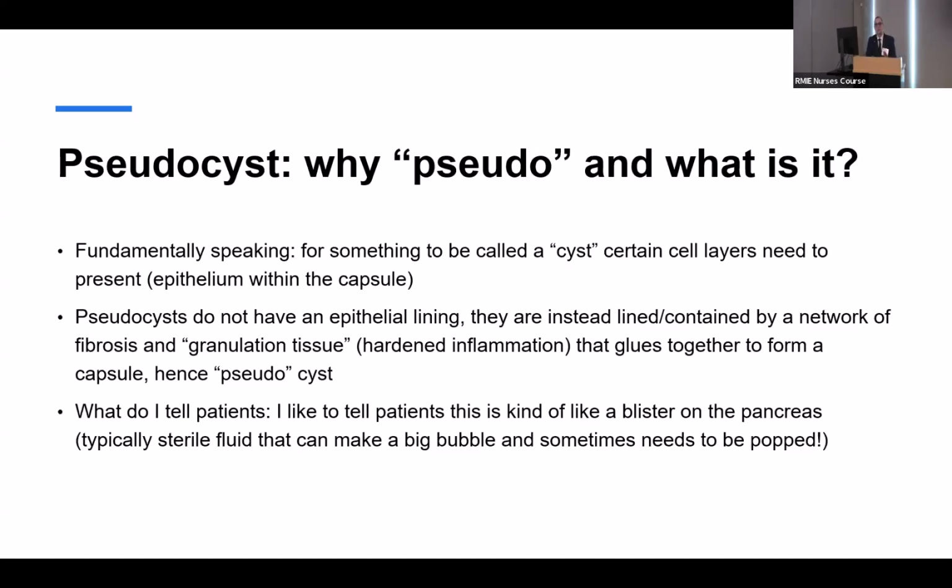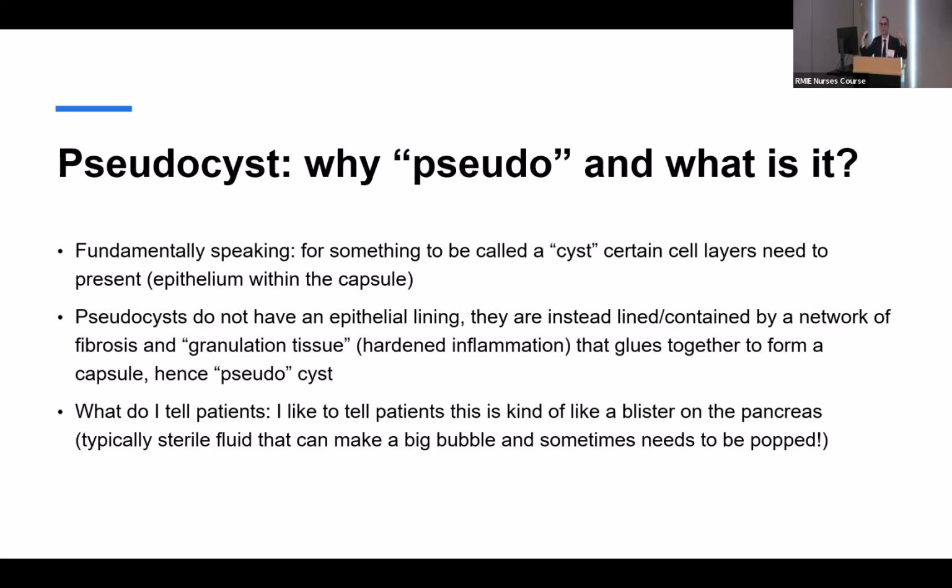Medically speaking, a cyst needs to have something called an epithelium layer within the capsule, meaning there needs to be a special type of cell lining within this structure for it to be specifically called a cyst. Pseudocysts, when they form, take that inflammation tissue around it and encase it. That is not a cyst, quote unquote, per se formation.